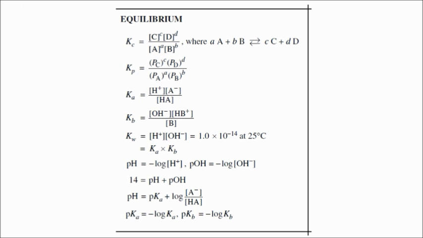All right, on the equilibrium section of the equation sheet for the AP Chemistry exam, now you should have a better understanding of what a lot of these equations mean. Kc and Kp, that was chapter 15.